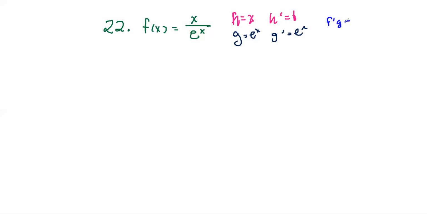of x is equal to x over e to the x. We're going to start by saying h is equal to x, h prime is equal to 1. And then we're going to say that g is equal to e to the x, g prime is equal to e to the x. What does this formula look like? Well, it looks like f prime g minus f g prime over g squared.